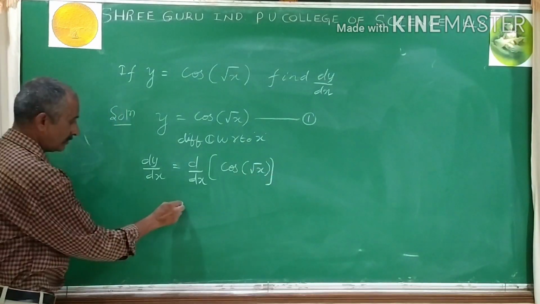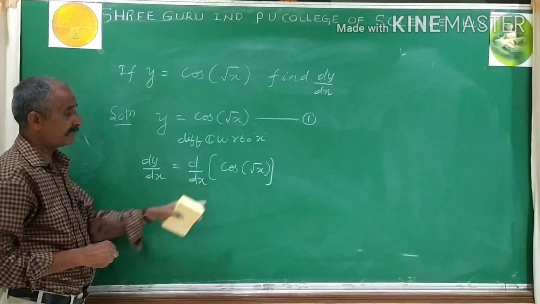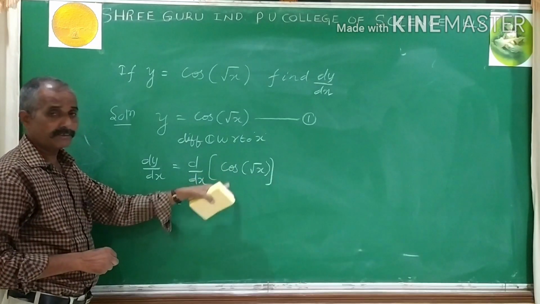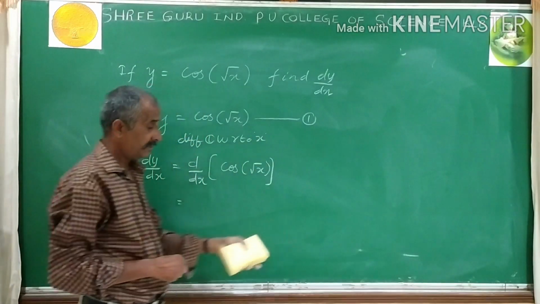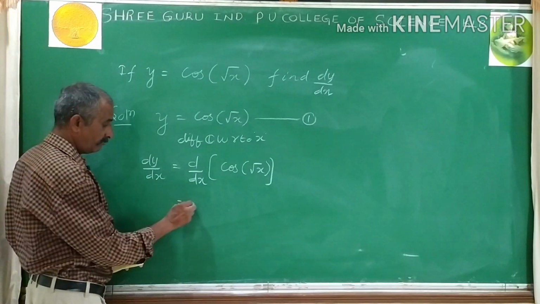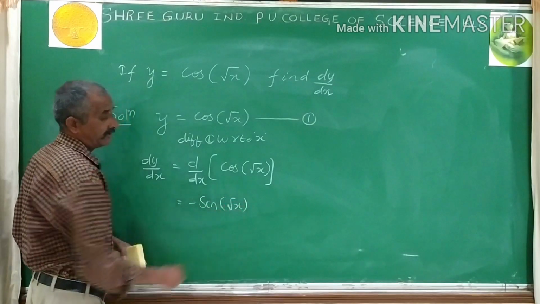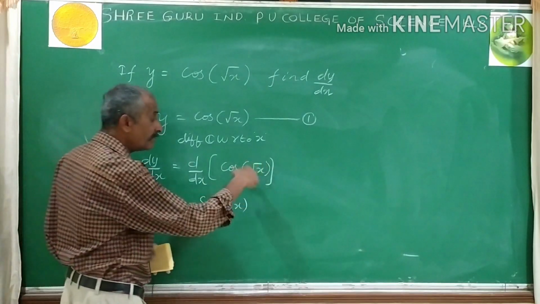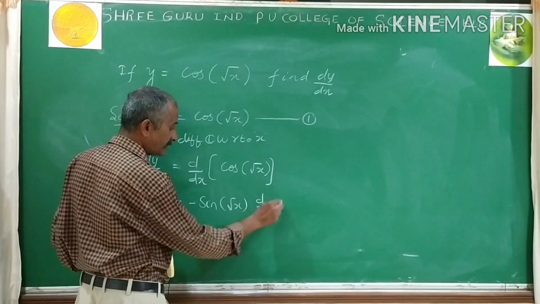That is equal to... it is no doubt a composite function because there are two functions. One function is cos, another function is square root. But the first coming function is cos. It is just like cos x. So recall standard formulas. Differentiation of cos x is minus of sin x. Now minus of sine of root x. Not over, because it is only differentiation of the cos function, multiplied by d by dx of root x.